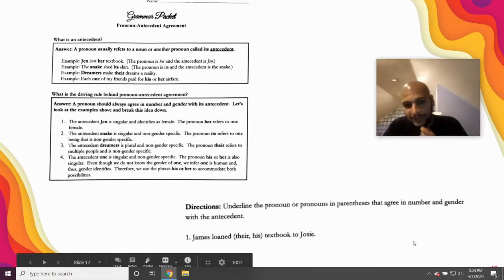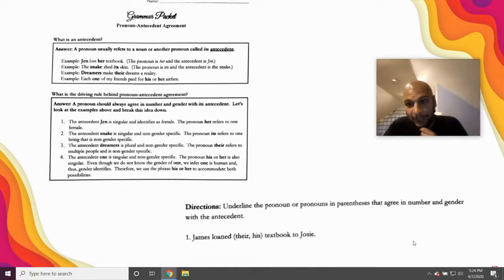Pronoun-Antecedent Agreement. This is something kind of along the same lines. If you have a noun which is being referred to by a pronoun, so that's one of those words that can stand in the place of a noun, person, place, or thing. So instead of Jack, we could be talking about he. He would be the pronoun taking the place of Jack in that sentence.